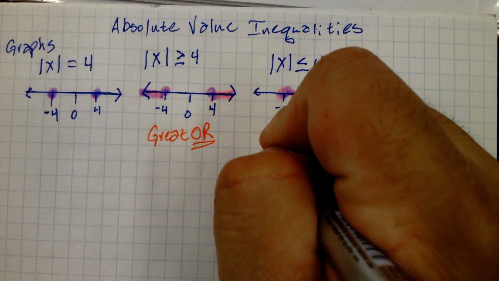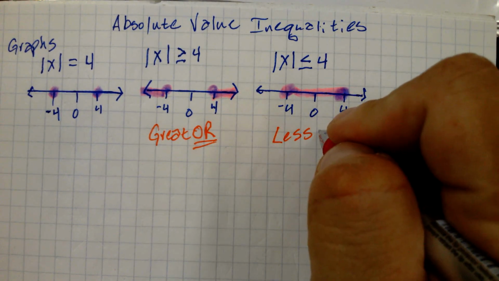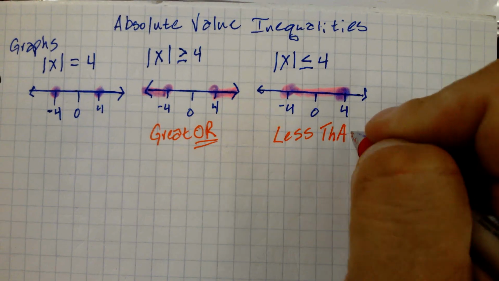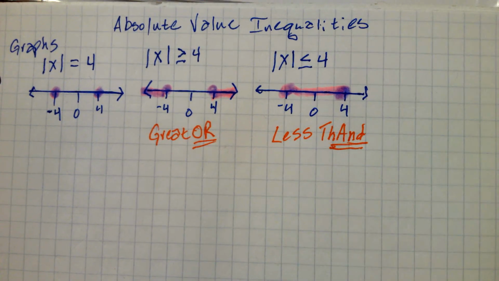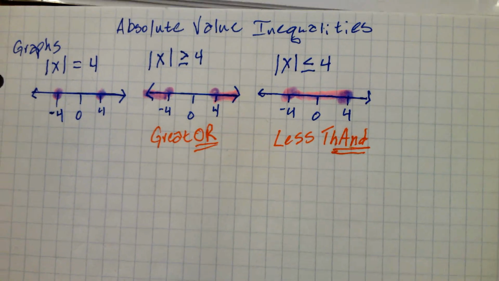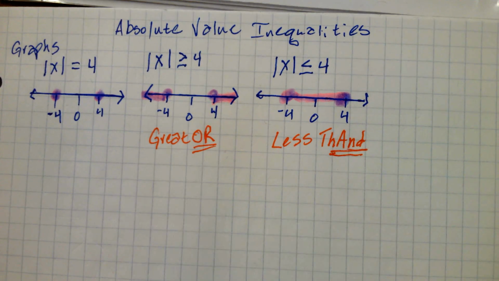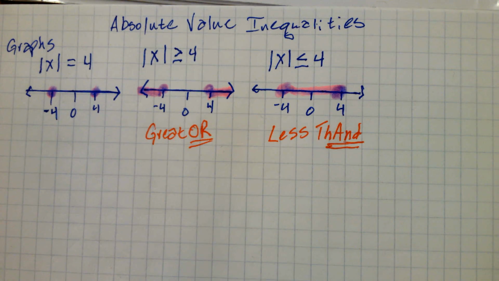Less than. Just a way to remember. So anytime it's a less than inequality with absolute values, it's an and inequality. And then for greater than, it's an or inequality. Okay, so that's the main thing to remember. They're either going to be and inequalities or or inequalities, depending on if they're less than or greater than.